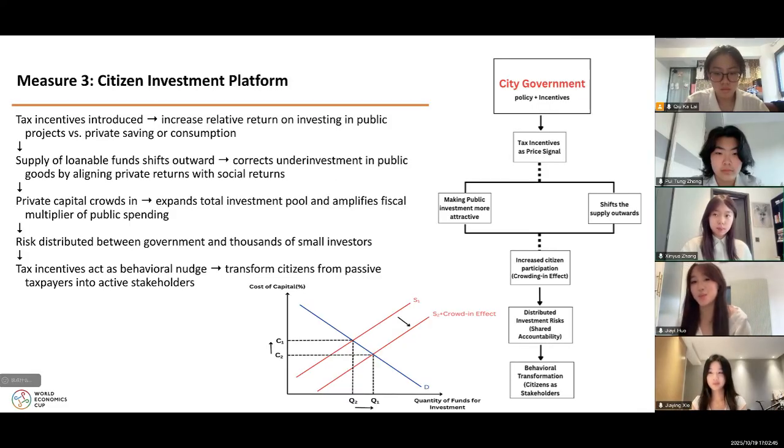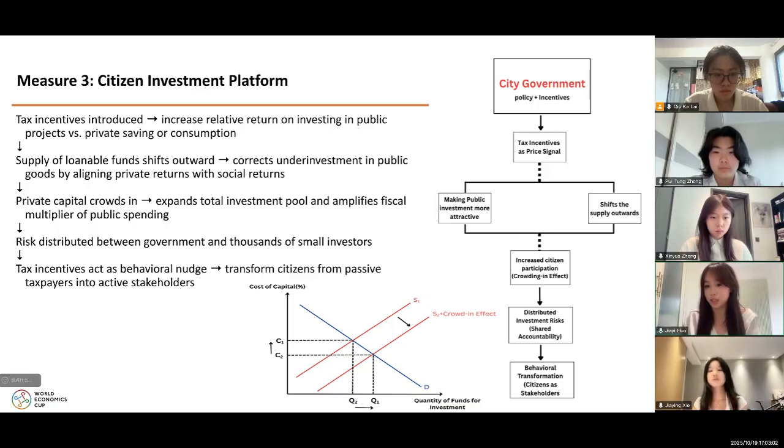Method 3 is about mobilizing household savings and private household investment. This model draws on citizen capital and strengthens financial sustainability for the project. As seen in the flow chart, the tax incentive acts as a price signal, making investment in the public project more attractive than ordinary consumption or savings, shaping the supply of loanable funds. This corrects underinvestment in vertical farming.